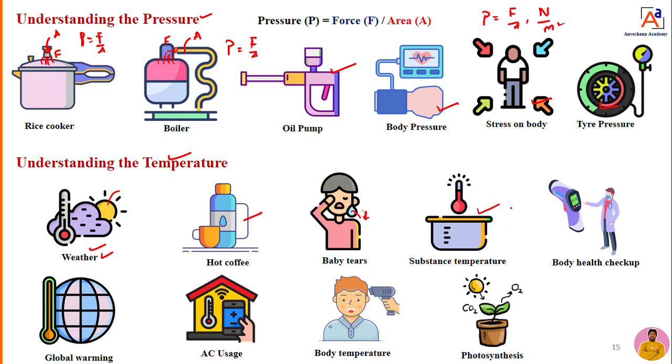Okay, measuring the temperature of a substance, measuring the temperature of the human body during a health checkup. There they will check the temperature of your body. That means what? Whether you are cold or hot. Like that, in global warming, temperature plays a very important role. In AC, temperature plays a very important role. Body temperature, and also temperature plays a very important role in photosynthesis also.